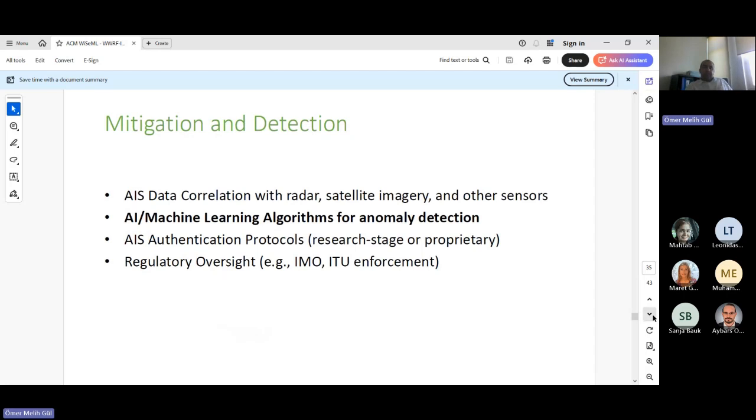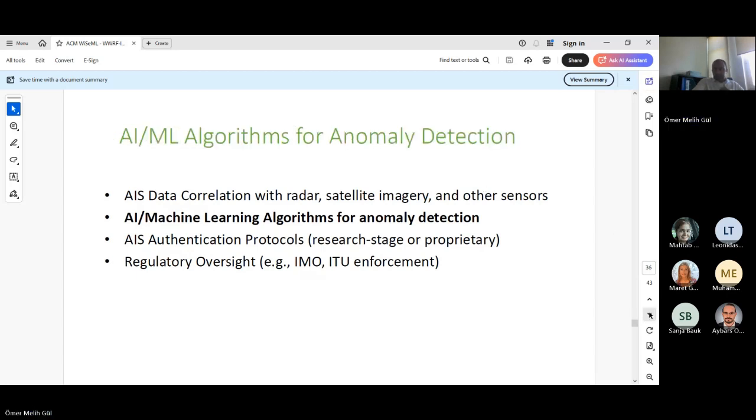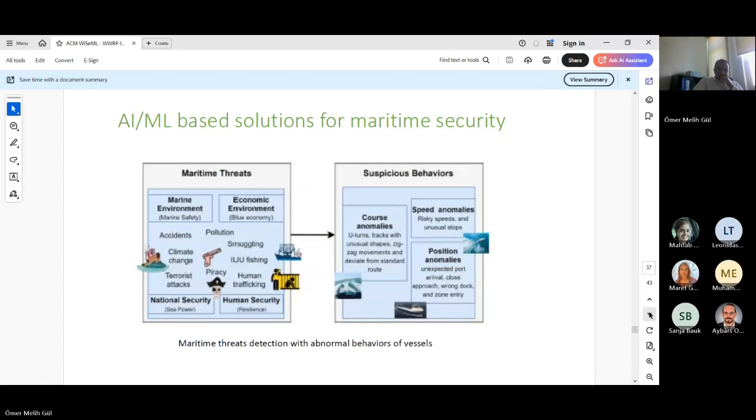The mitigation and detection. When you consider in a general manner the mitigation and detection of anomalies in maritime security, the AIS data correlation can be dealt with using some data, some radar or satellite imagery or other sensors, or some kind of authentication protocols or regulatory oversight like IMO enforcement. But also we can consider some AI ML algorithms for anomaly detection. Some AI ML solutions for maritime security.